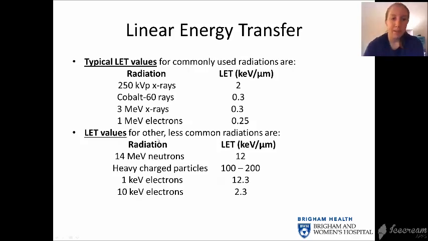And if we look at LET values for other less common radiations, like a 14 MeV neutron, again a large charged particle that interacts with protons, the LET is 12 keV per micrometer. And then heavy charged particles are about 100 to 200. And then you have the very low energy electrons. So for a 1 keV electron, the LET is about 12.3. And for 10 keV, it's about 2.3. So the lower the energy of the electron, the less it will penetrate in the medium and deposit its dose more directly.